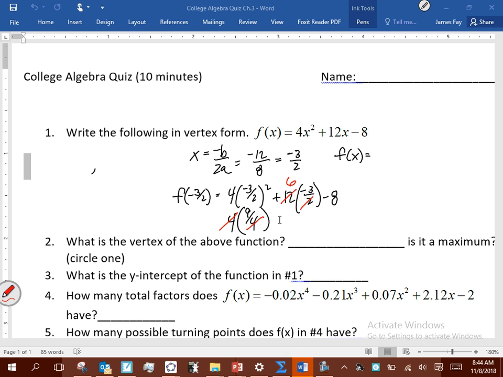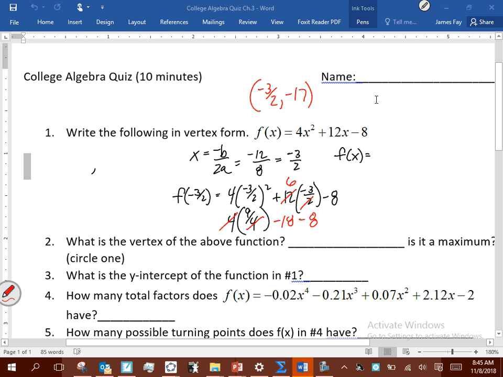So I got 9 minus 18 minus 8. 9 minus 18 would be negative 9. Minus 8 more would be negative 17. So I've got negative 3 halves as my x value, negative 17 as my y value for my vertex.